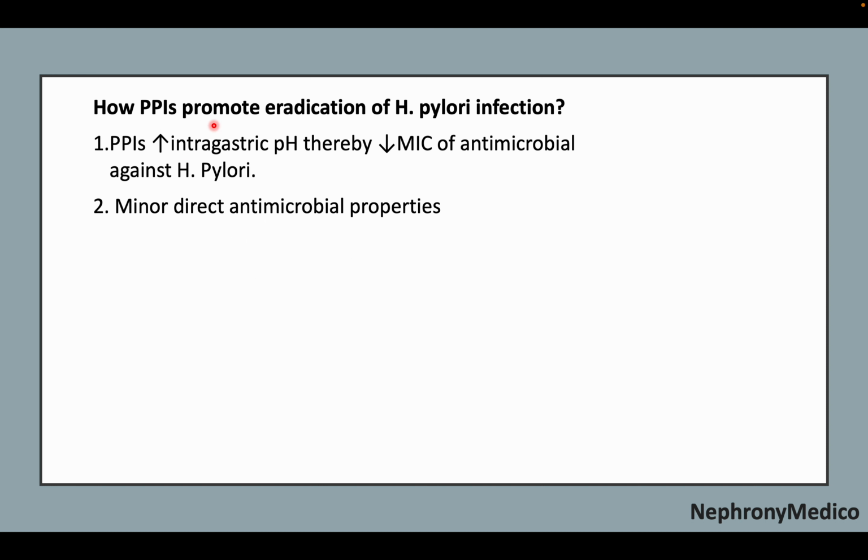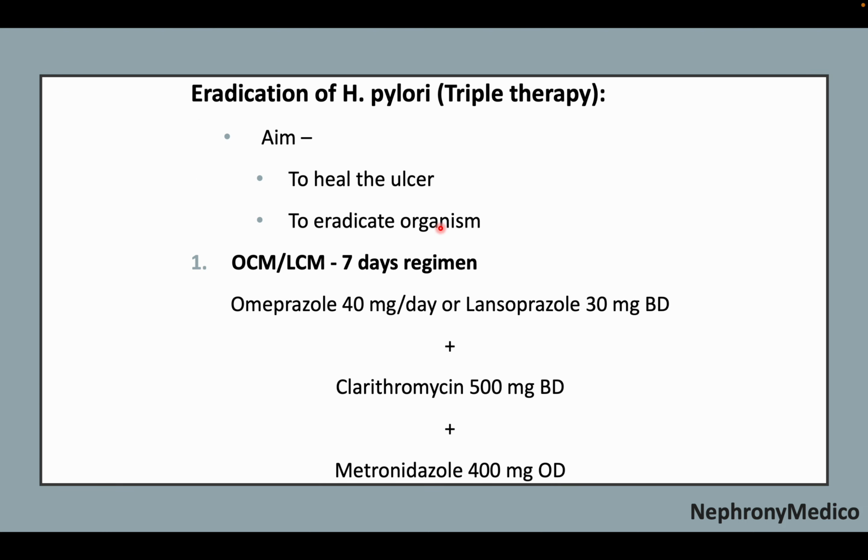So, how do PPIs promote eradication of the H. pylori infection? These increase intragastric pH, thereby reducing the MIC of antimicrobials against H. pylori, and there are minor direct antimicrobial properties. Now, eradication of H. pylori or triple therapy. The aim is to heal the ulcer and eradicate the organism.